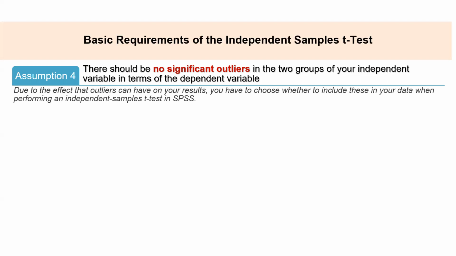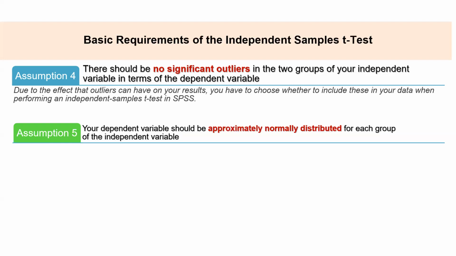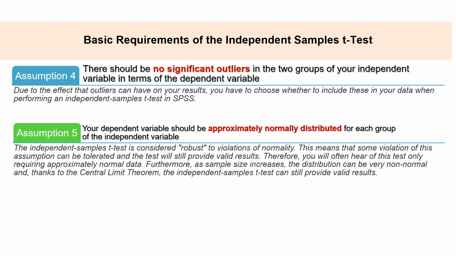So as for us to use the independent samples t-test, when we say outliers, these are extreme scores. It's either extremely high or extremely low scores. Your dependent variable should be approximately normally distributed for each group of your independent variable.